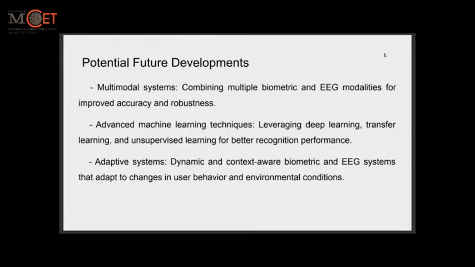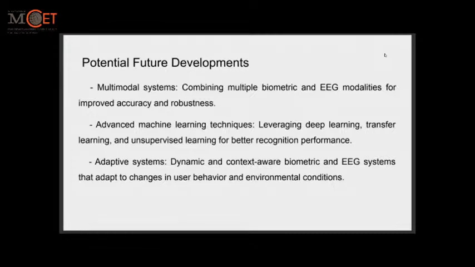Okay, so what is the future of this? The future is a multi-modal system. Right now we have single-modal systems, whether it's fingerprint or facial recognition or something like that. But in the future we can have a multi-modal system, which means we can combine multiple biometrics and multiple things. As I said, based on your brain's function, you can let your car do certain things to drive.